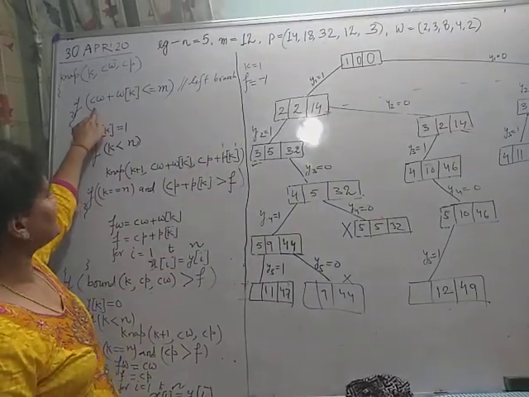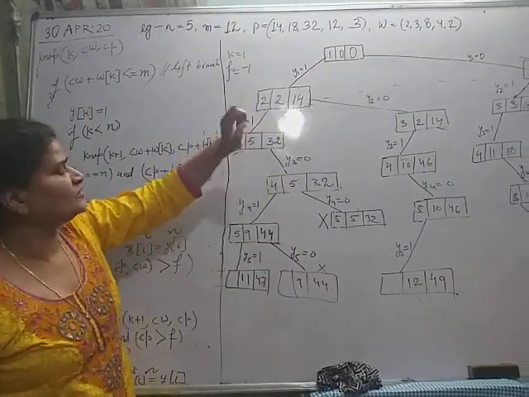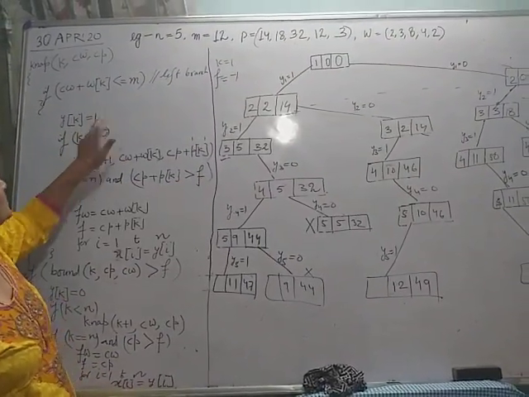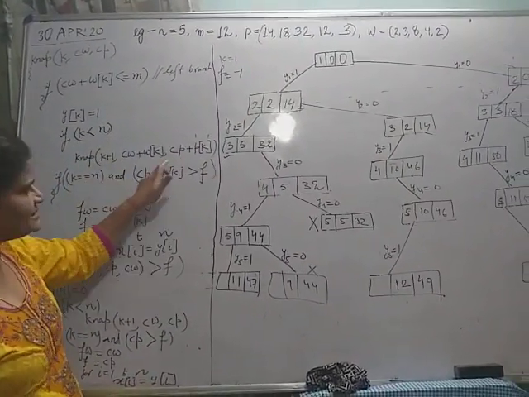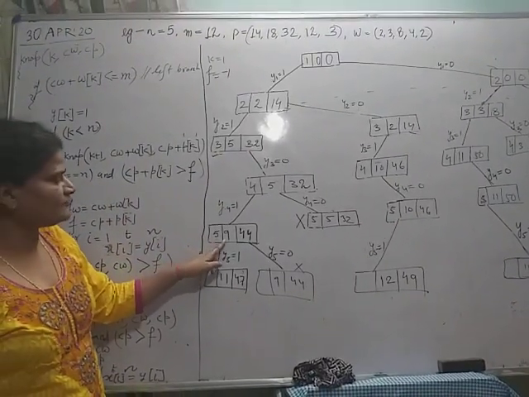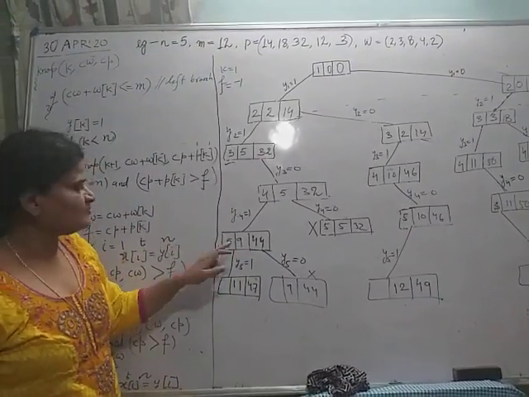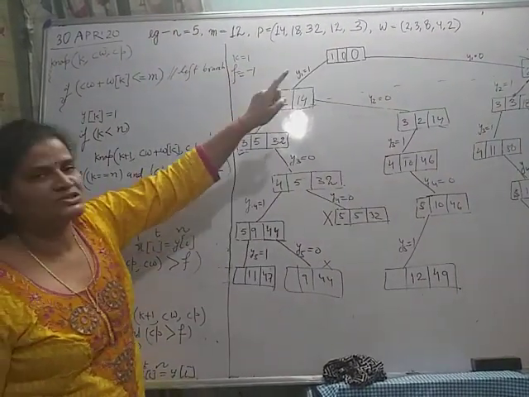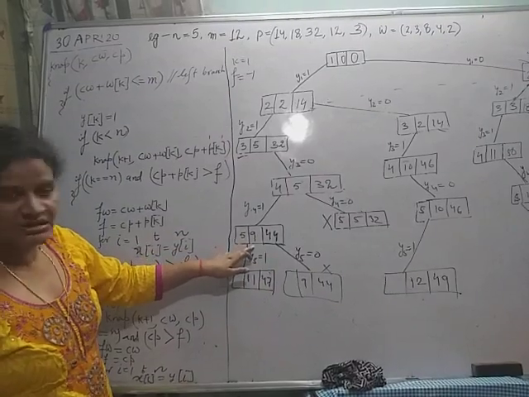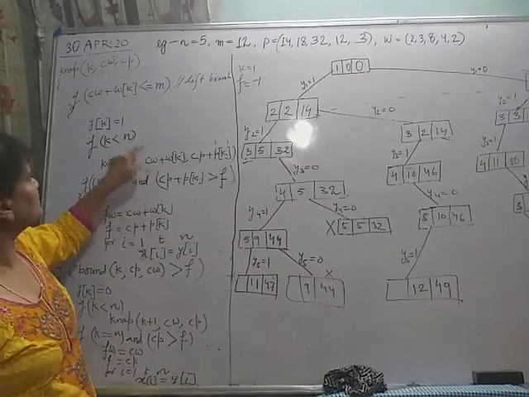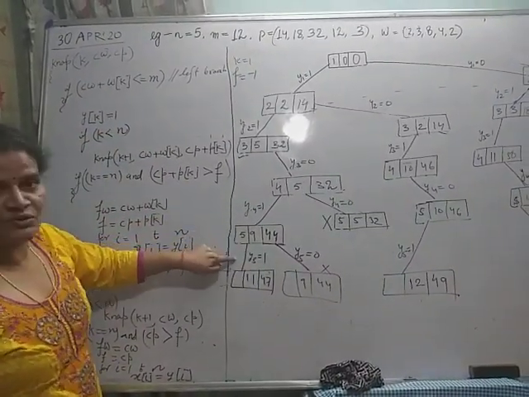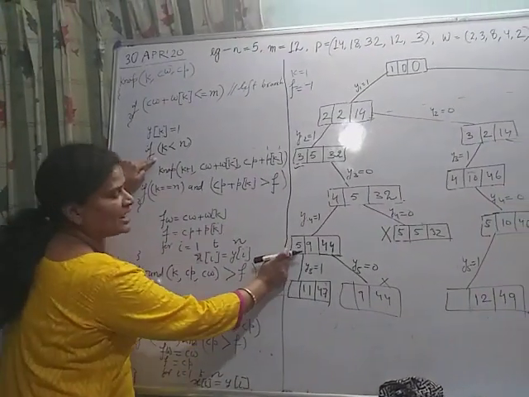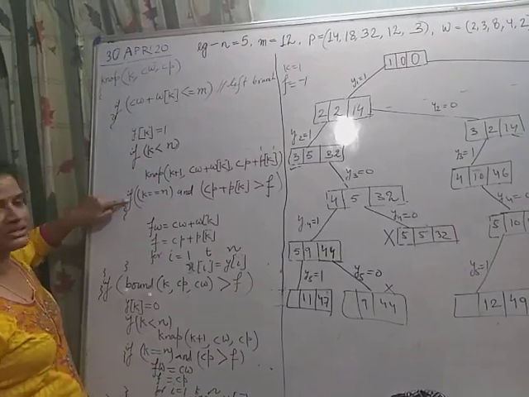Now y4, again CW, that is 5, and the fourth weight is 4. So 5 plus 4 is less than or equal to m, so y4 equal to 1, k less than n. Again this is called with the updated values of CW and CP. Now the CW, that is 9 plus 2, is 11. So this is less than or equal to m, so y5 equal to 1. But this condition is false, because here k equal to n.